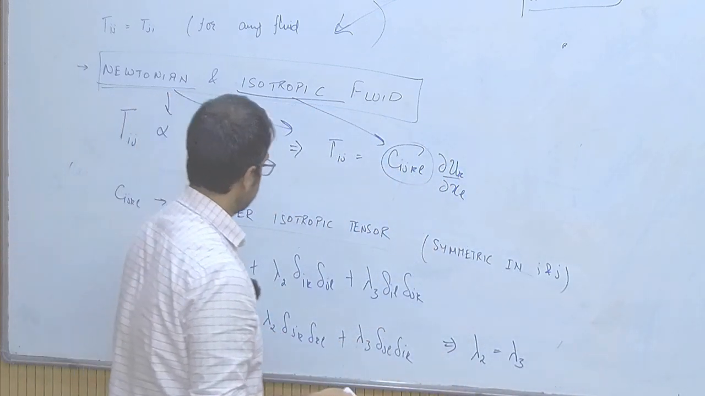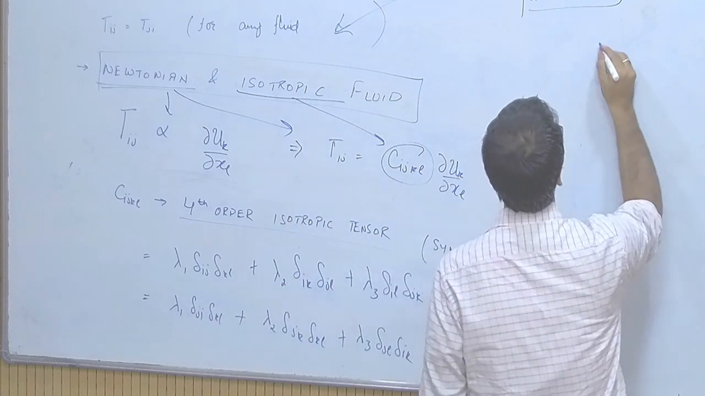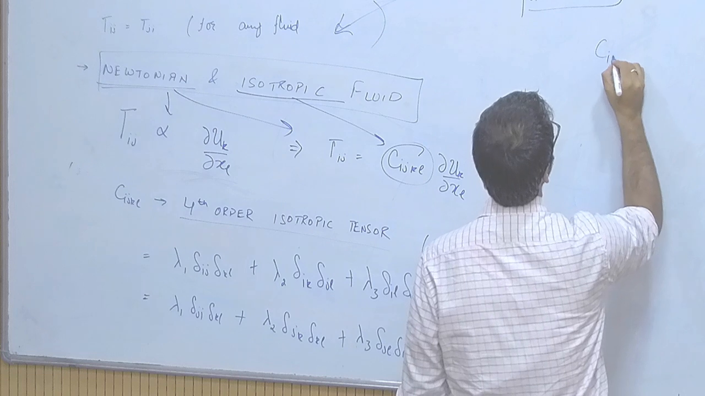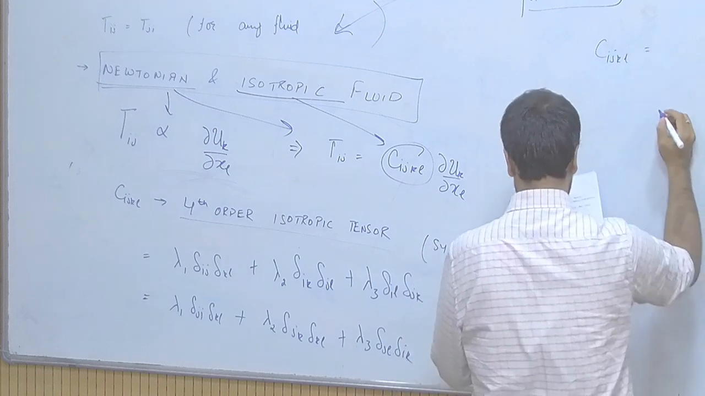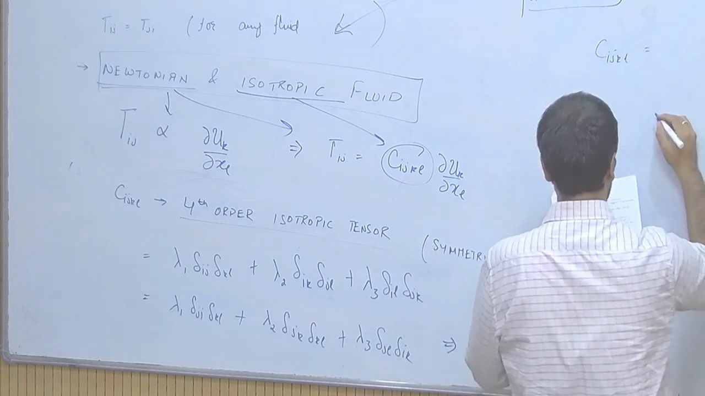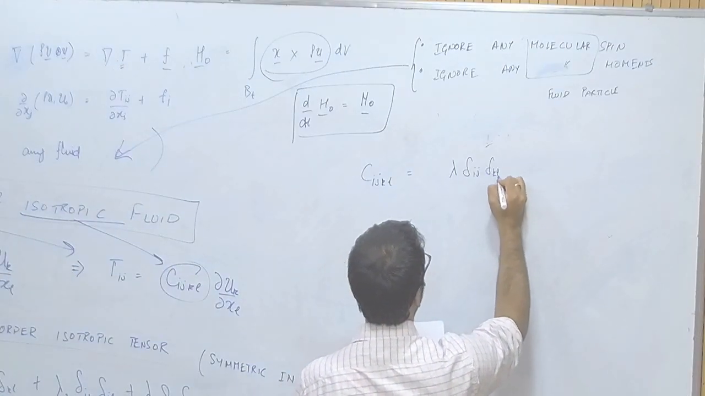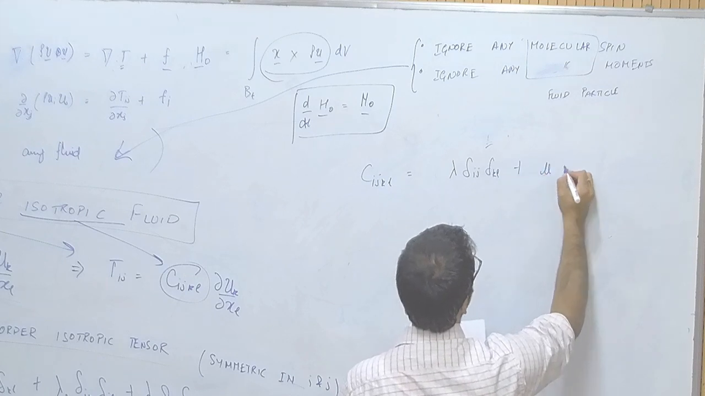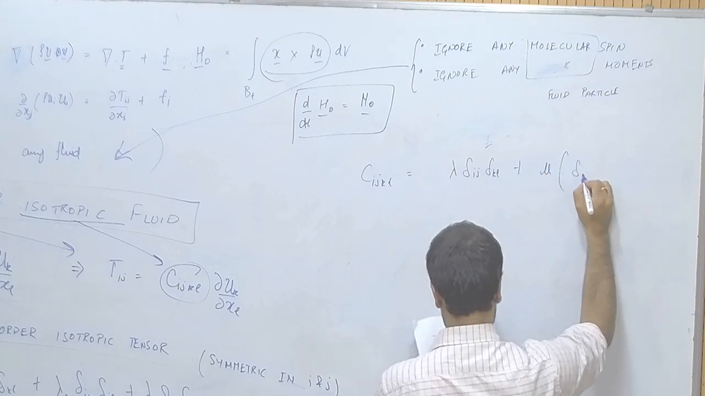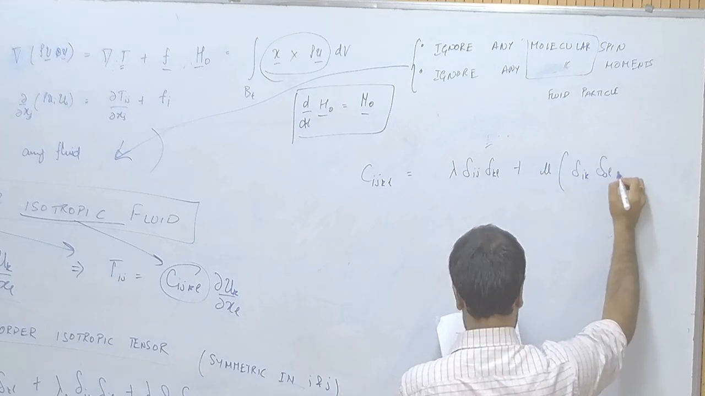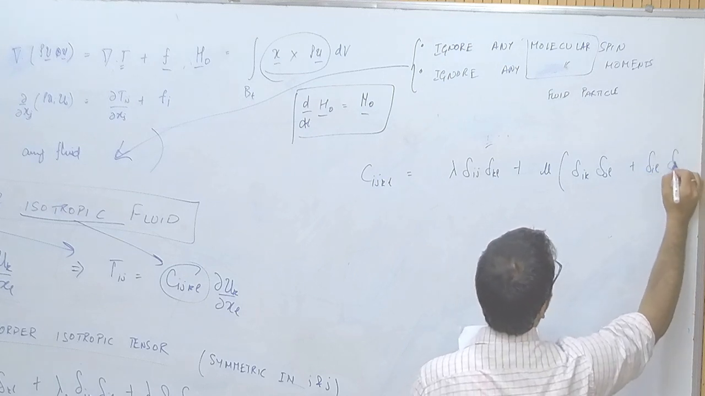So, what we write this Cijkl as is a lambda delta ij delta kl plus some mu times delta ik delta jl plus delta il delta jk.